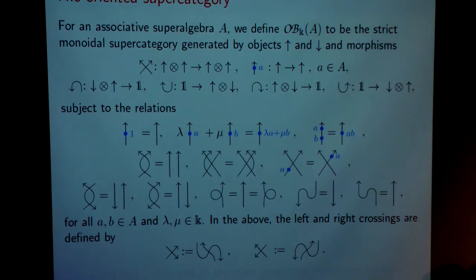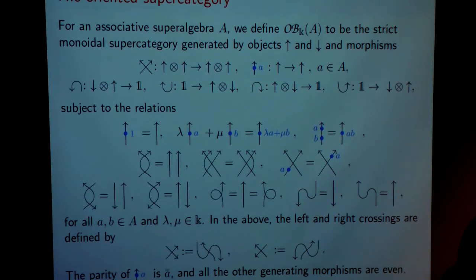Now this is a supercategory, so I need to tell you the parity of all the morphisms. So a token labeled A is just the parity of A, and all the rest of the generating morphisms are even. So for an overall picture, you just are adding up the parities of all these tokens up here. So at the very beginning of my talk, I didn't give you the definition of the oriented Brauer category. If you just take this A to be the ground field, then that's the oriented Brauer category, or a presentation of it.